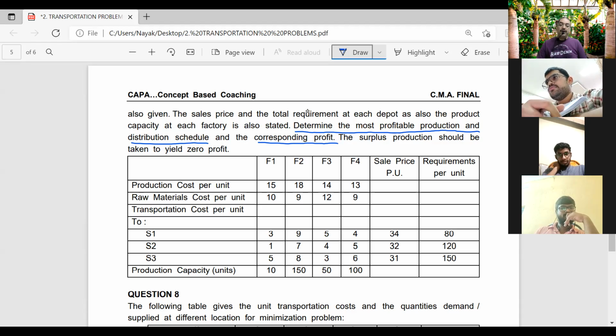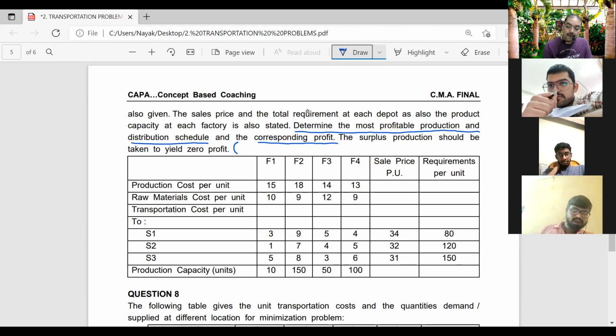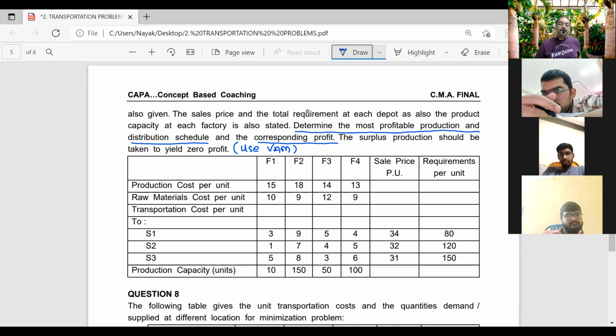So what we will do is, we'll make a small assumption here. This will normally be given to you in the question: use VAM. For these types of problems, always make use of VAM, that is Vogel's approximation method. Now, the question here is to maximize the profit, to find out the most profitable production and distribution schedule.